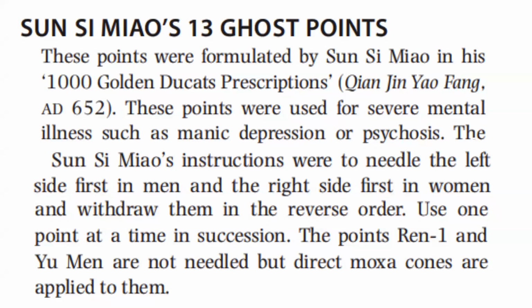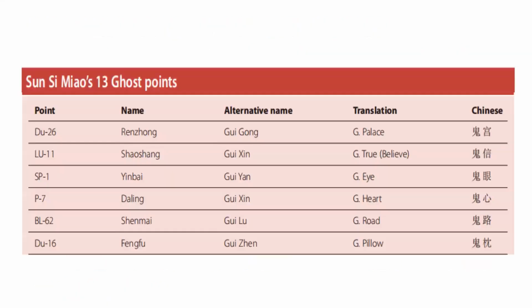Sun Si Miao's instructions were to needle the left side first in men and the right side first in women, and withdraw them in the reverse order. Use one point at a time in succession. The points REN 1 and Human are not needled, but direct moxa cones are applied to them.